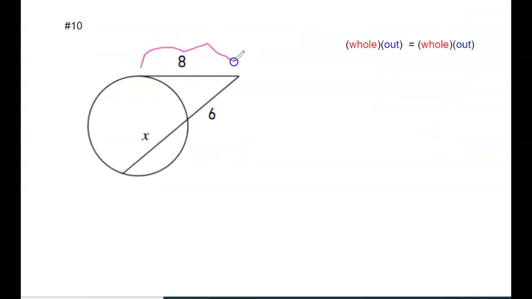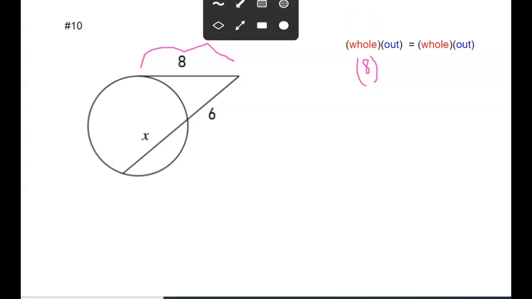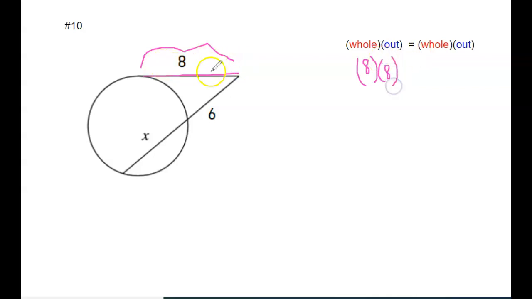Okay, try this one, right? The whole thing is 8, and the piece sticking out, so hide the piece sticking out, is also 8. So these are kind of easier because it's the same number. And then the whole thing on the bottom is x plus 6. Of that x plus 6, how much is sticking out of the circle? So let's highlight it. Yeah, it's 6.